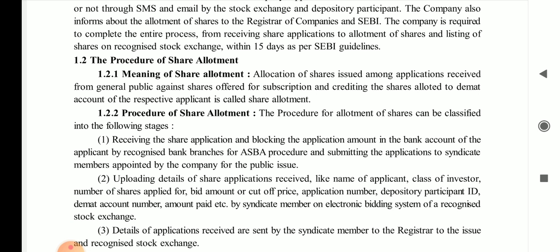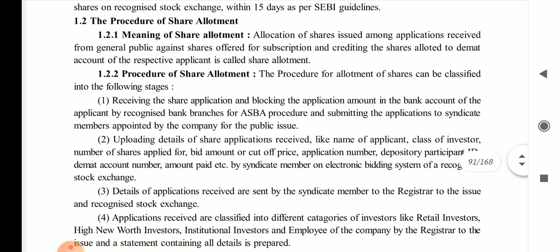The meaning of share allotment: allocation of shares issued among the applications received from the general public against the shares offered for subscription, and crediting the shares allotted to the demat account of the respective applicant, is called share allotment. It means whenever any person wants to purchase shares and become a shareholder in a company, they apply for the shares, and the company, as per the rules and regulations, decides some shares and allots them. That is known as the allotment of the share.